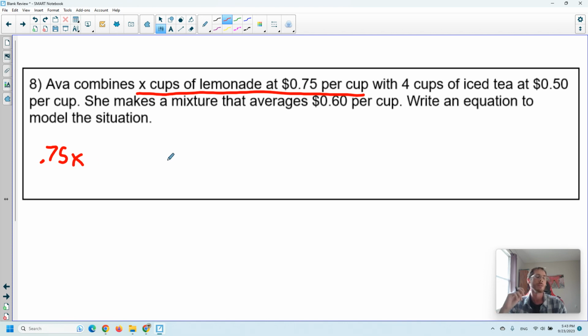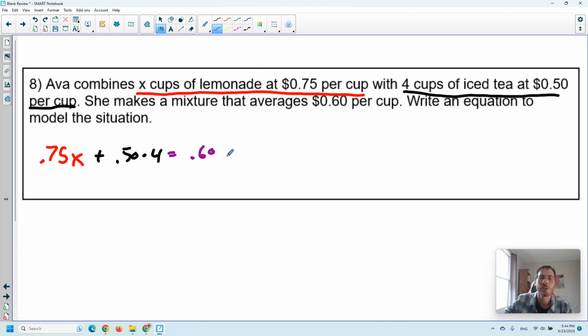So this is kind of like the homework question we went over with the miles per hour with the people running the marathon. And then we're going to have 4 cups of iced tea at 50 cents per cup. So 50 times 4. Oops, let me underline that. 4 cups of iced tea, 50 cents per cup. And then we're going to make a mixture that averages 60 cents per cup. So we know we have average of 60 cents per cup. And here's the key. We know that the cups are x and 4.